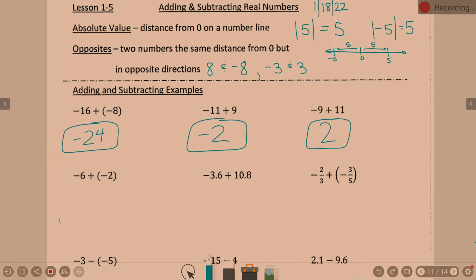What about negative 6 plus negative 2? And I would refer to the rule right up above it, if you're not sure. Up above, we did negative 16 plus negative 8, and we got negative 24. What are we thinking about negative 6 plus negative 2?